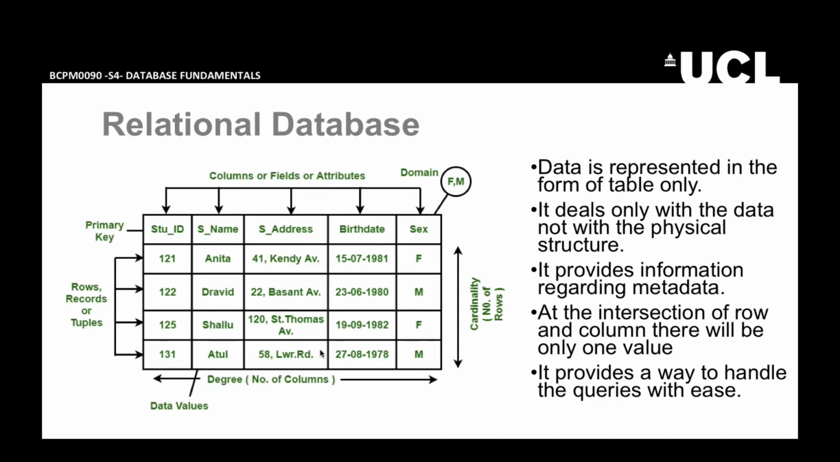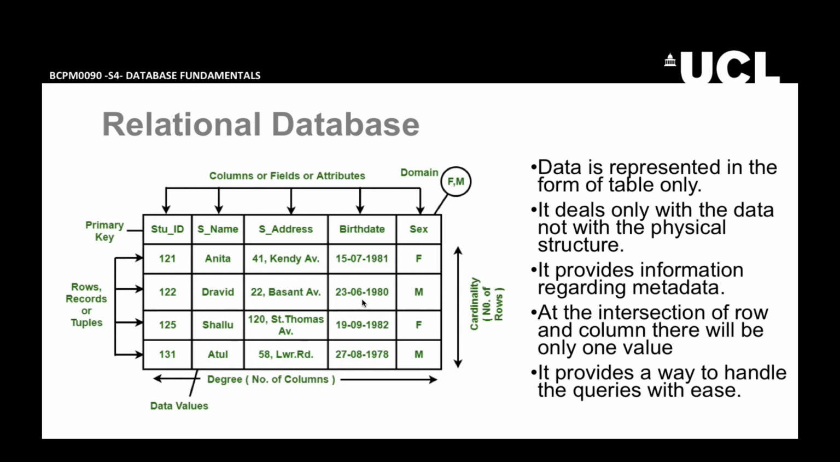Basically, the data will be represented in the format of tables. I mean, we can have different tables relating to each other, but all data will be stored in tables. Relational databases deal only with the data and don't reflect any physical structure. This type of database is good at providing information regarding metadata, and a key characteristic is that at the intersection of a row and a column, there will be only one value.